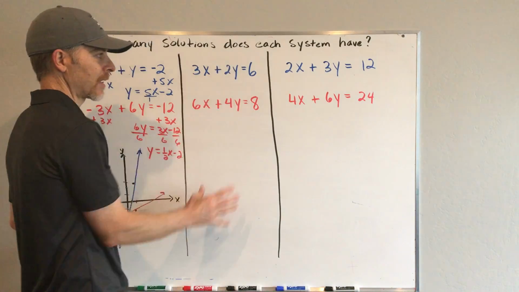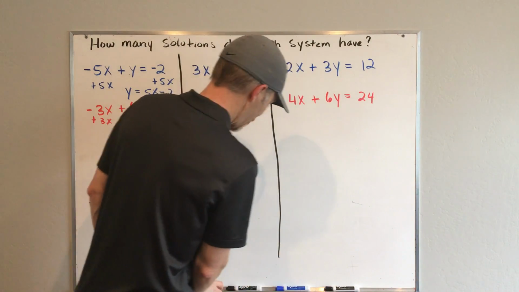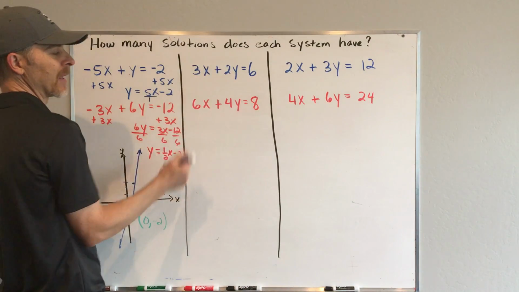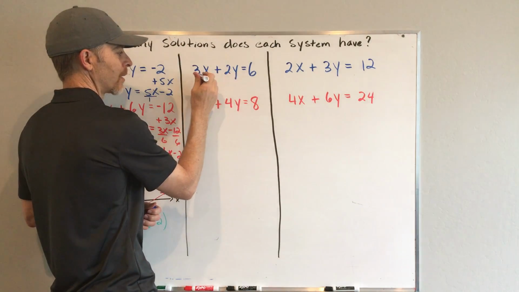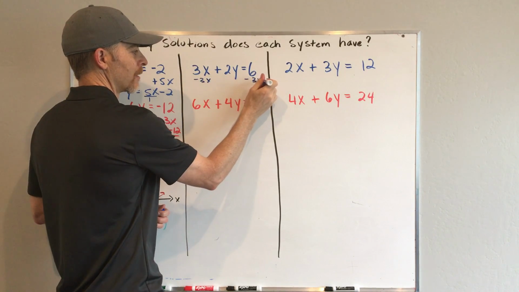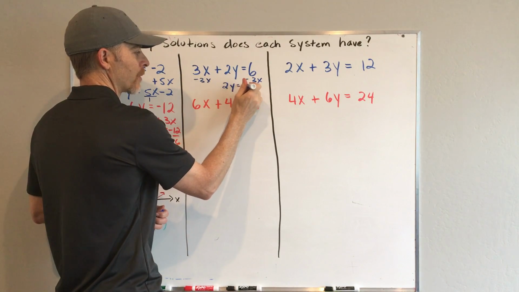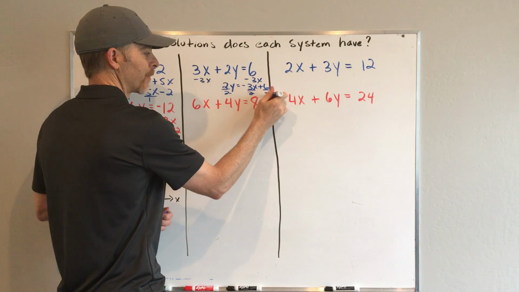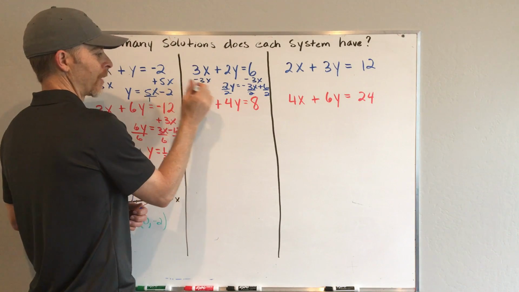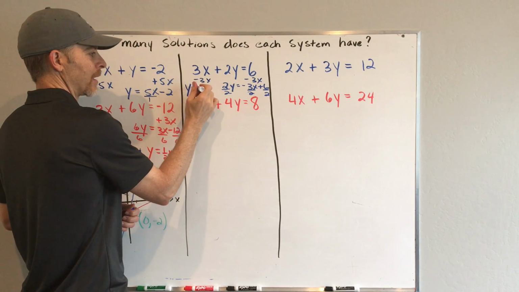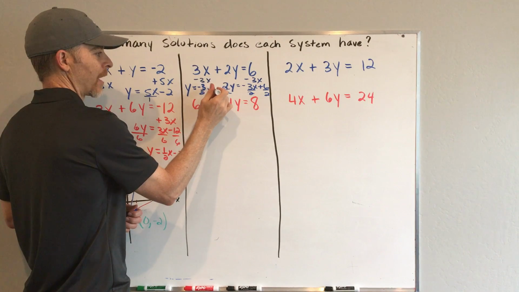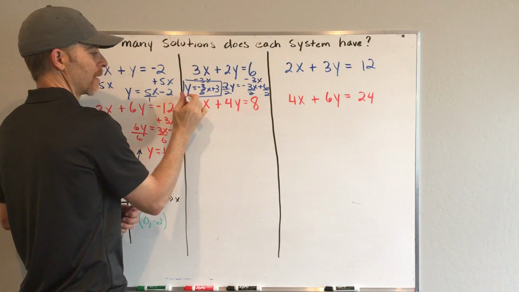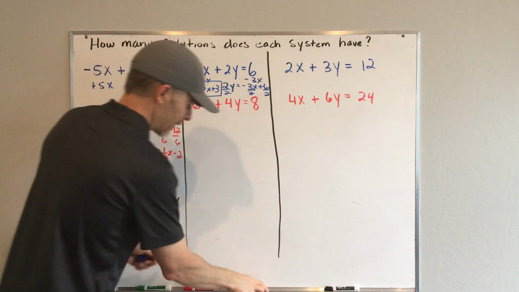Let's go on to the second example here. What's going to happen when I graph this one? Okay, so let me get this into y equals mx plus b. So I'm going to subtract 3x, and I get 2y equals negative 3x plus 6. Then I have to divide by 2. And I get, I'll write it over here, y equals negative 3 halves x plus 3. 6 divided by 2 is 3. Okay, so we can graph that.